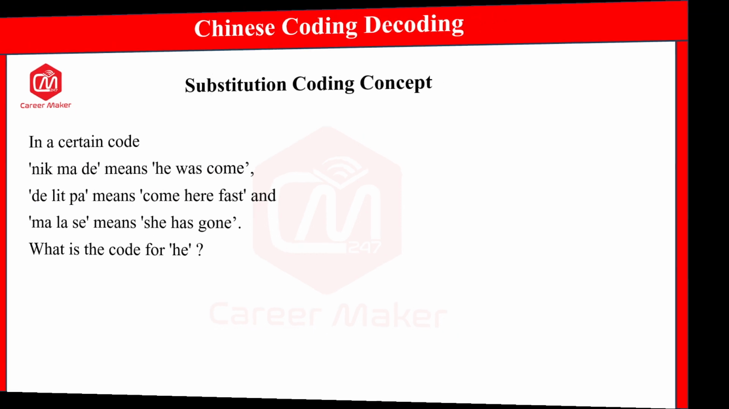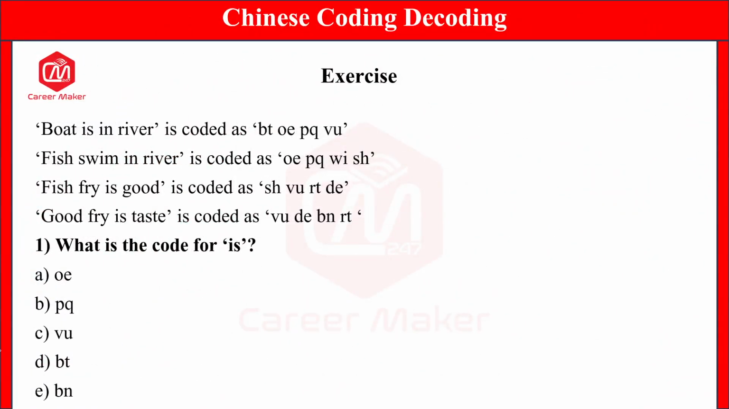Let's begin with the very first question of the exercise, where they are asking the code of "is". So what will be the approach? As they usually give 2 to 3 questions in our exam, it's very important that in your rough sheet, you write down the codes or words which are asked, whatever they are giving, the ones we are going to find out for the given question.